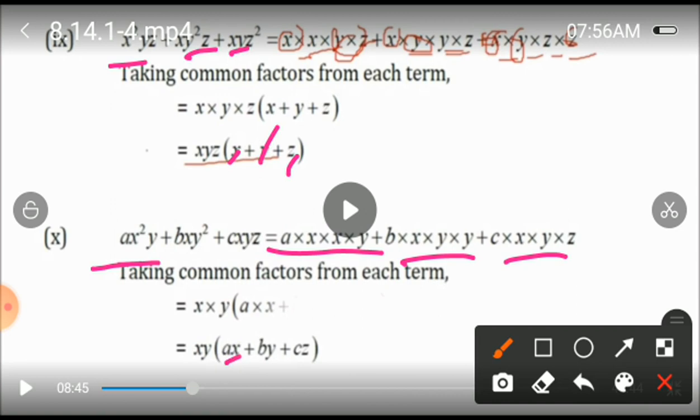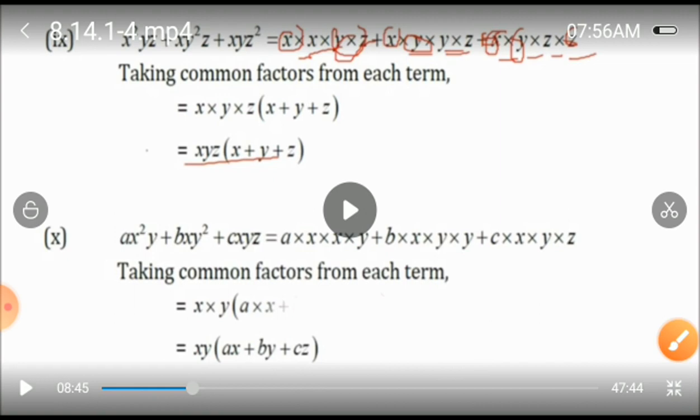Who is left here? ax will be left. Here if I take out xy, then b, y will be left. And at last c, z. Isn't it? c, z will be left. This is our final answer. Correct.